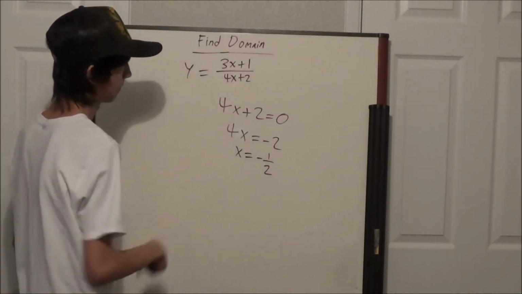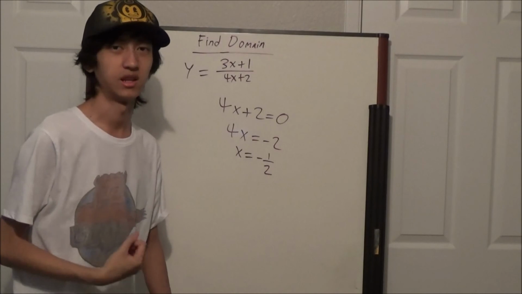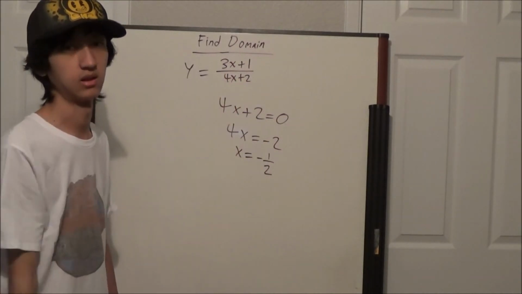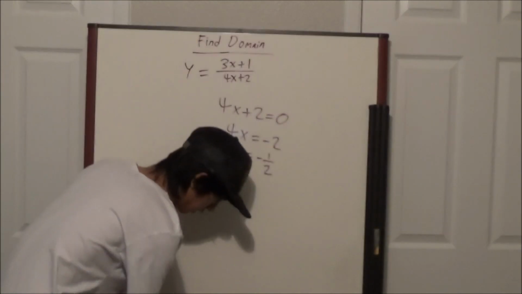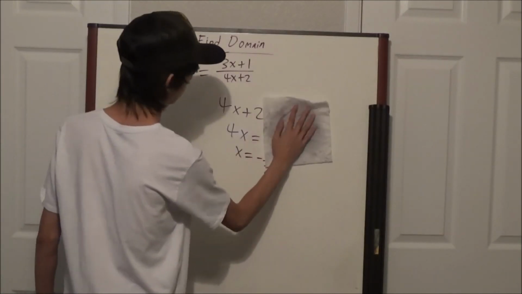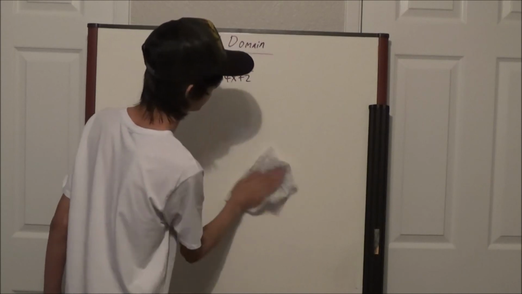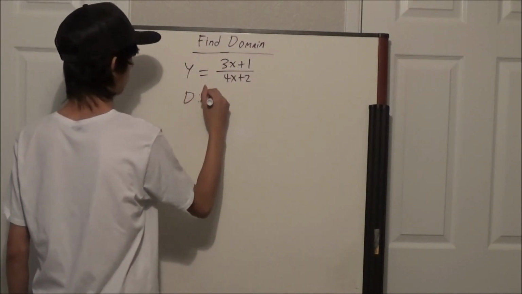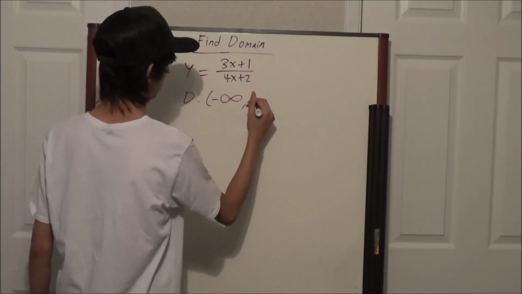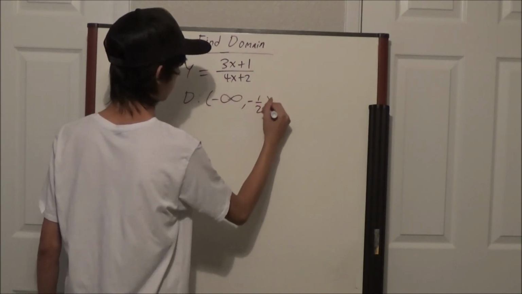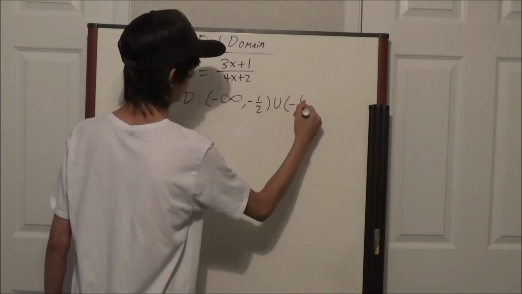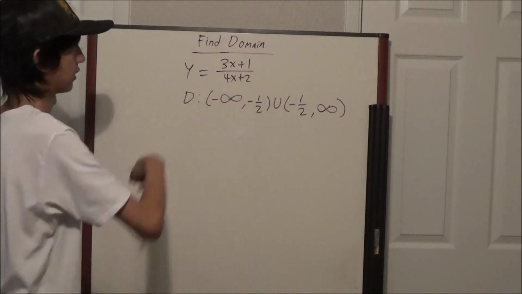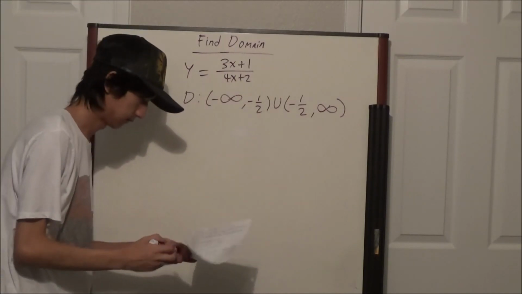This means that x cannot equal negative half, because if you plug in negative half, you'll have a 0 in the denominator. So now that we know that, it cannot be negative a half. We can go ahead and simply write our domain: negative infinity to negative 1/2, union negative half to infinity. That is our domain for that function.